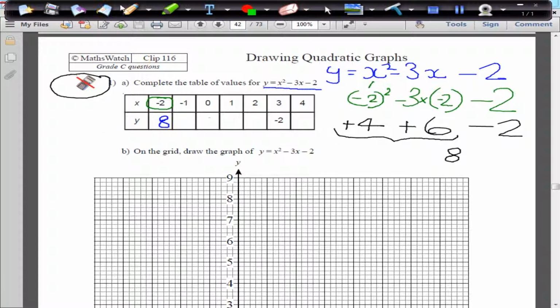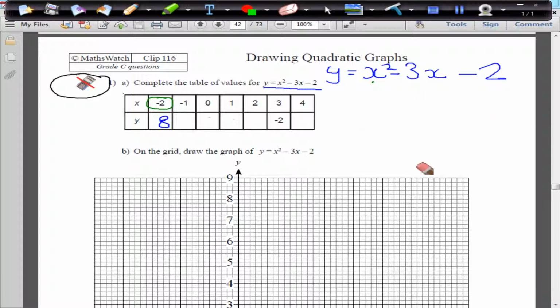Okay, what we need to do now, we need to rub off the other. We don't have really much space to do all of this working out, so we'll do it in the same place. That's okay, because I can rub it off quickly. Right, here we go. Next one.